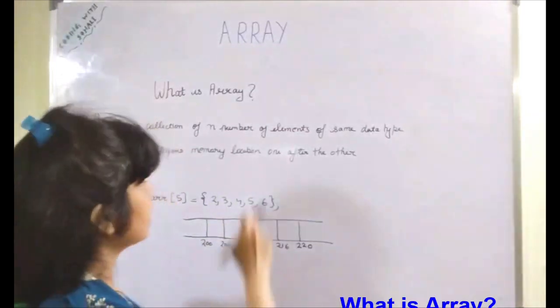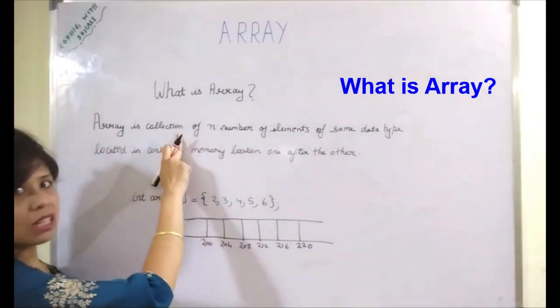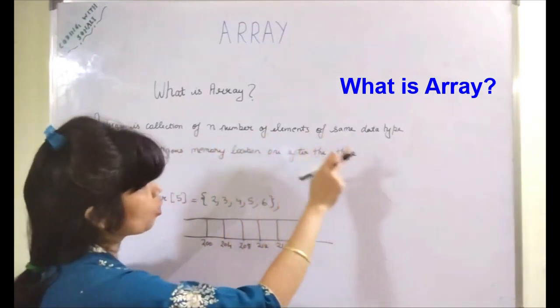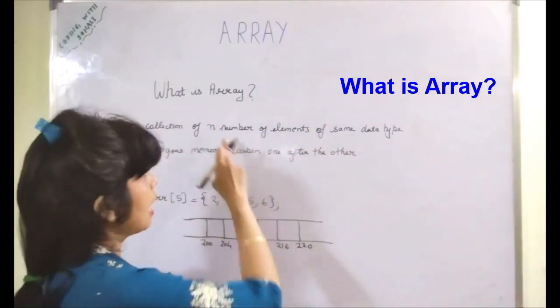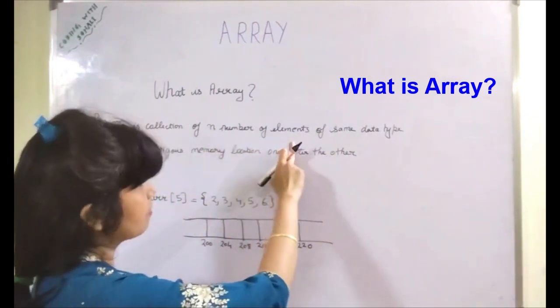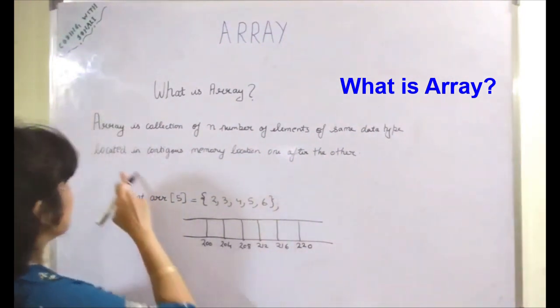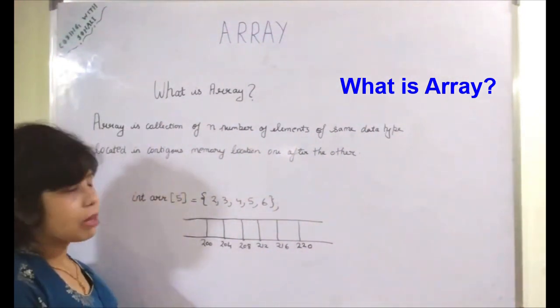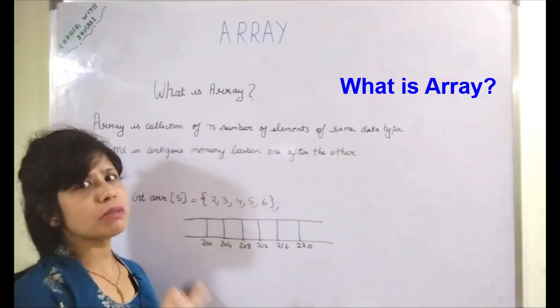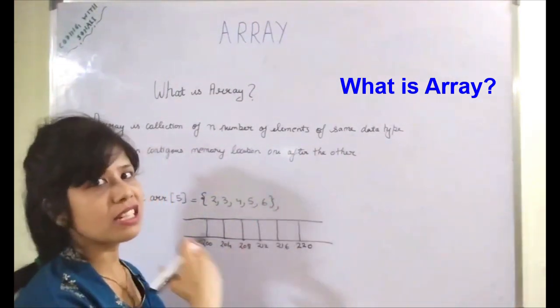So the very first thing, that is, what is an array? An array is a collection of n number of elements, and these elements which the array has will be of the same data type. And how are they located in the memory? They are located in contiguous memory locations, that is, one after the other, consecutively.